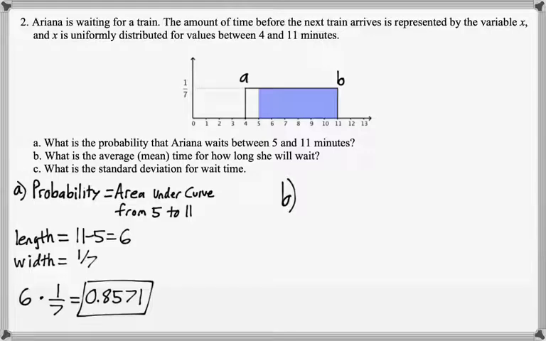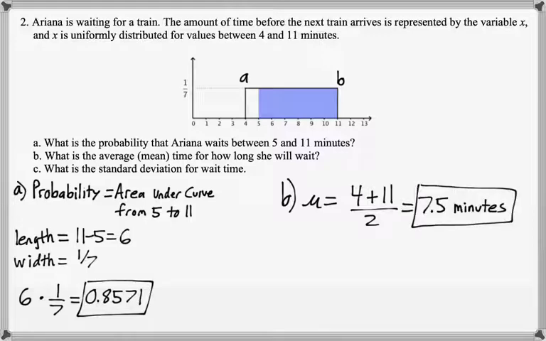What is the average time for how long she will wait? So we no longer care about the shaded region, we are looking at the entire uniform distribution, so from 4 to 11. So the average is equal to (4 plus 11) over 2, which is 7.5 minutes.